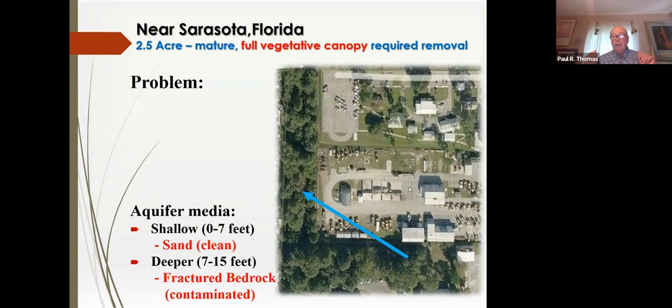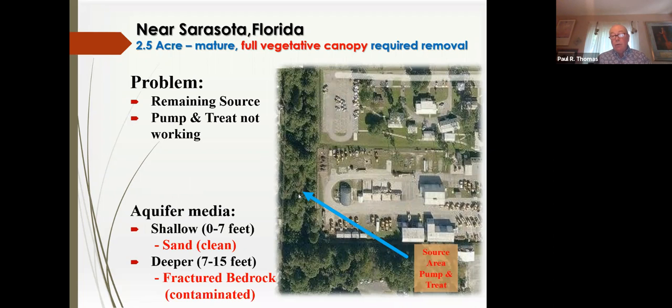I'm going to go through one case study here because it hits on a lot of issues that we have to deal with. This was a site in Sarasota, Florida. That L-shaped area that you see here was covered with mature trees, 80 feet tall. At first glance, we thought, well, what are we going to do that hasn't already been done by those native trees? When we did the pre-design investigation, we found that those trees were getting virtually 100% of their water from that 0 to 7 feet of sand at the surface. And all of the contaminants were moving in the 7 to 15 feet of fractured bedrock beneath that sand.